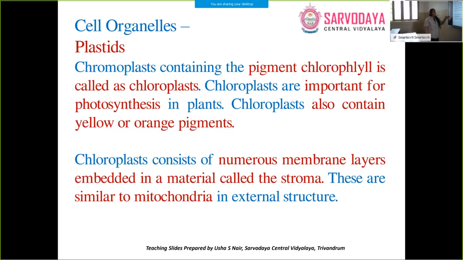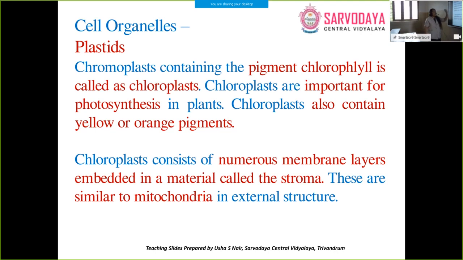Chloroplast consists of numerous membrane layers embedded in a material called stroma. We have already said that. And again, these are similar to mitochondria in external structure. They all are buddies. They are all similar to each other. One cell organelle will be similar to another somewhere or the other. Here, these are similar to mitochondria in external structure. They almost look alike. Maybe their functions are different, but here and there they are similar.